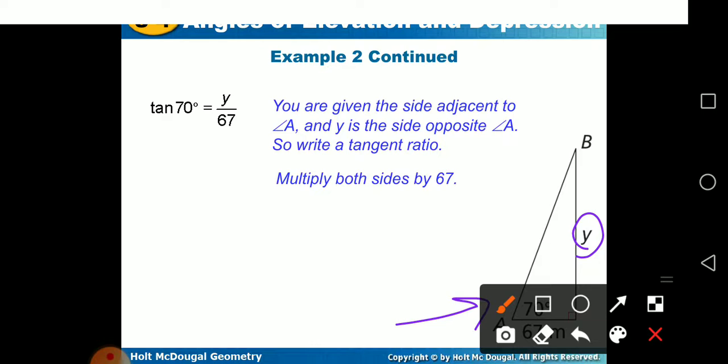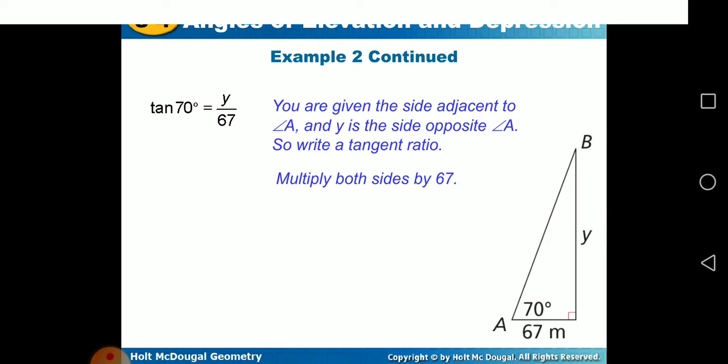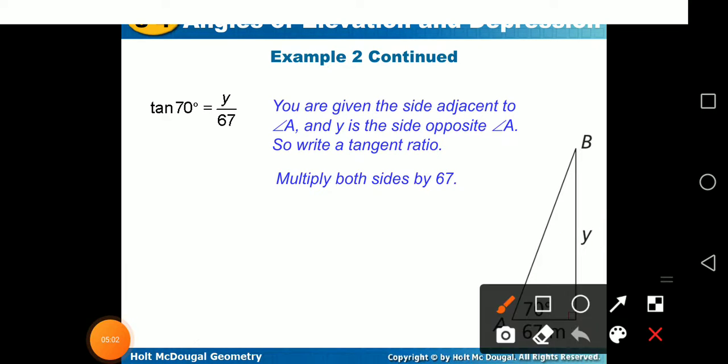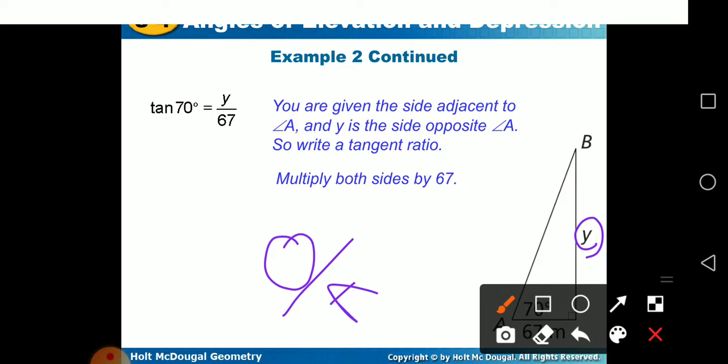What is y here, guys? y here is the opposite. The 67 is the adjacent. So we have the opposite and the adjacent.